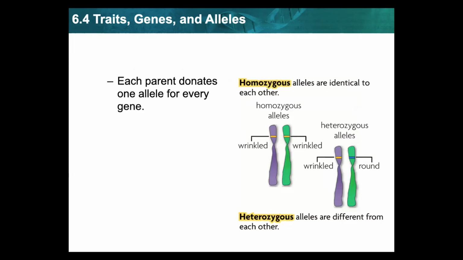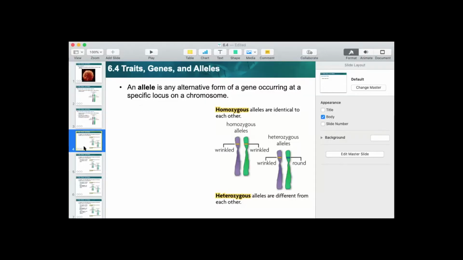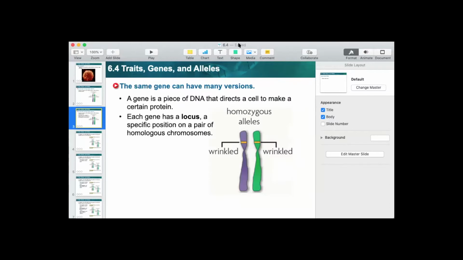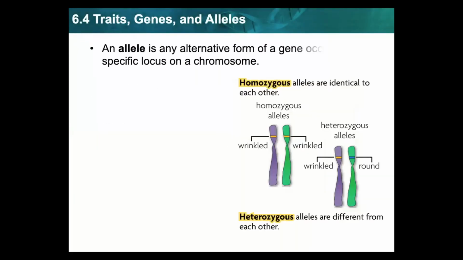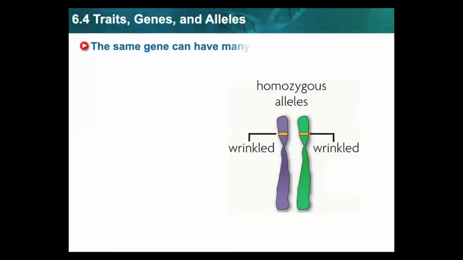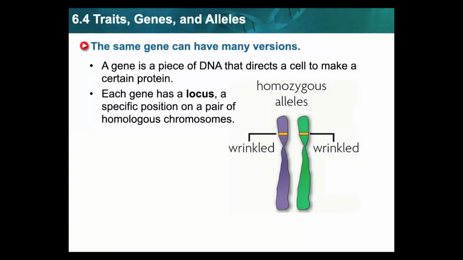Let me go back for a second, just make sure you got that down. So remember what homologous chromosomes are. They're chromosomes that code for the same kinds of genes, but they can code for different variations of those genes. As I mentioned before, for peas, you can have wrinkled peas or smooth peas. Those are two variations of that trait.